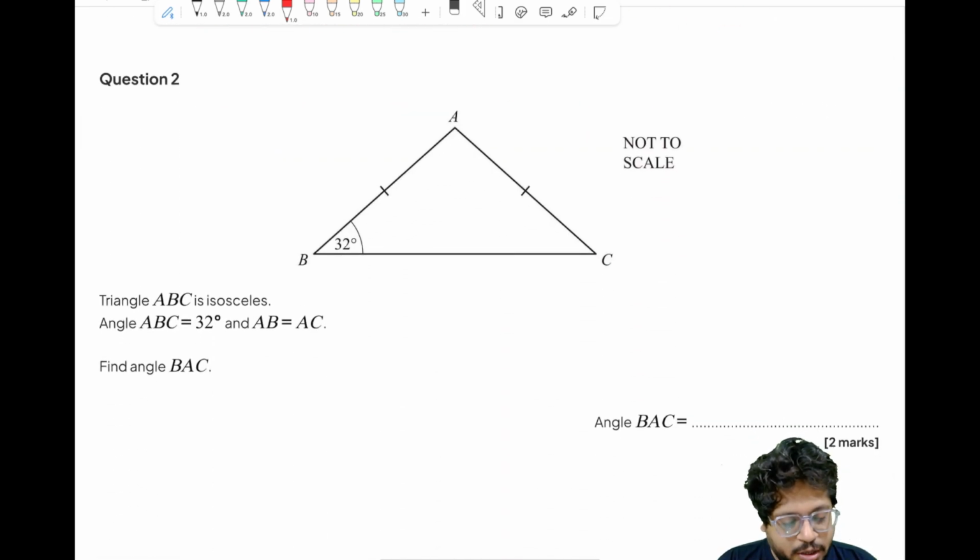Question 2. It's an isosceles triangle. AB and AC both are equal sides, and in an isosceles triangle, the two angles opposite to the two equal sides are equal to each other. So that means the angle opposite to AC, which is angle B, must be equal to the angle opposite to AB, which is angle C. So these both must be equal. Let's call this X, and this Y, which we want to find, BAC. First you will find the value of X. X is exactly equal to 32. Reason, isosceles triangle.